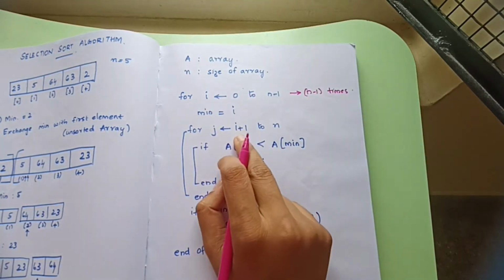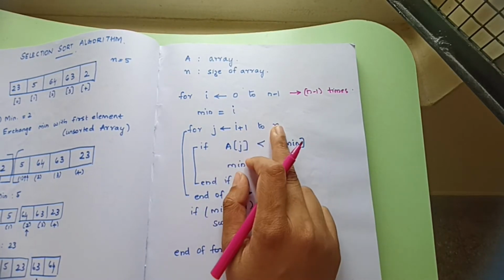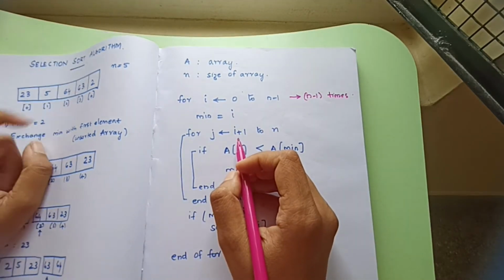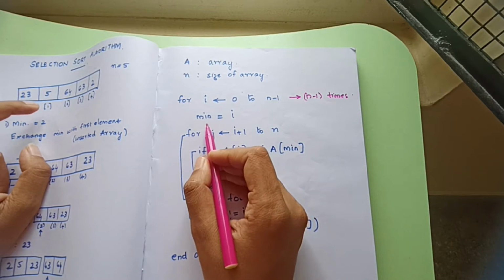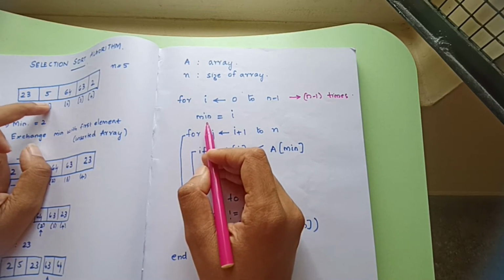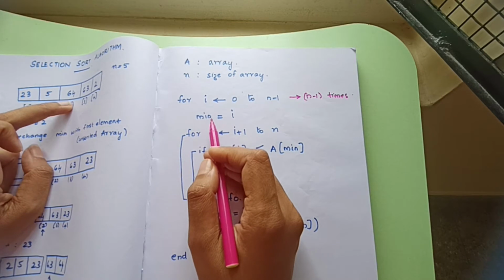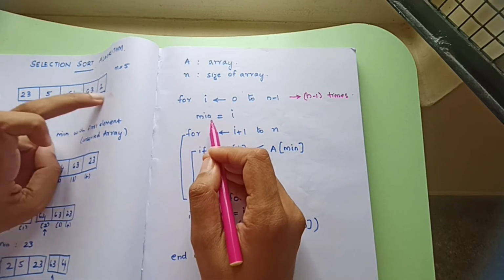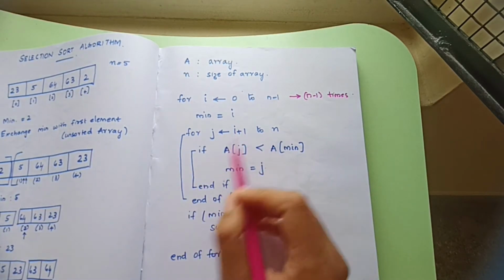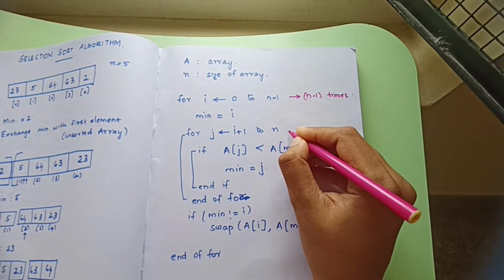Now we have a j loop. So how many times does it get executed? j starts from this value. So we are comparing this minimum with j. So minimum with j 1 time, then minimum with this element 2 times, then this with this 3 times, then again this with this 4 times. So this also gets executed n minus 1 times.